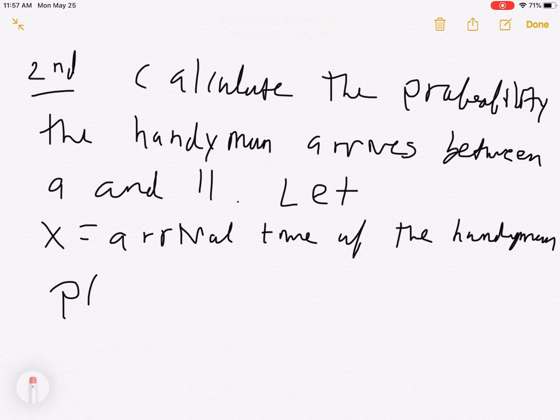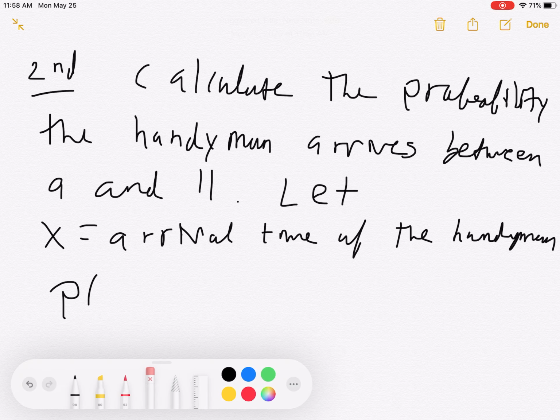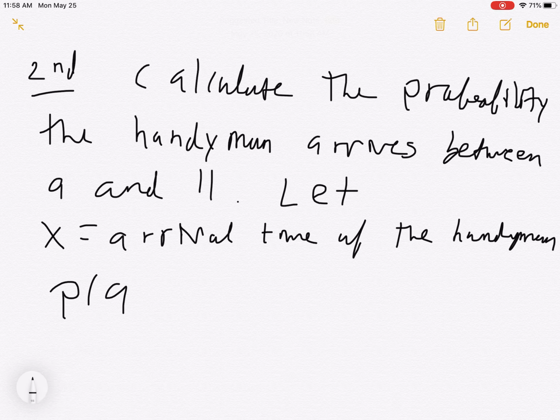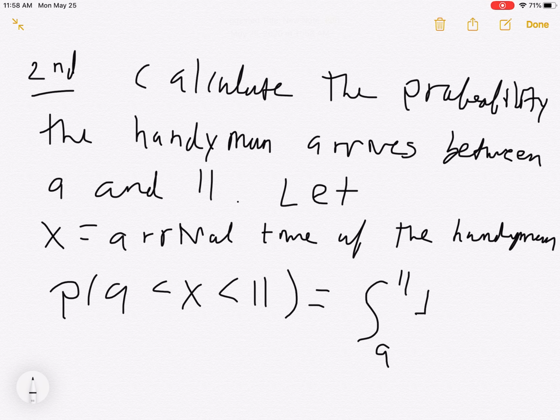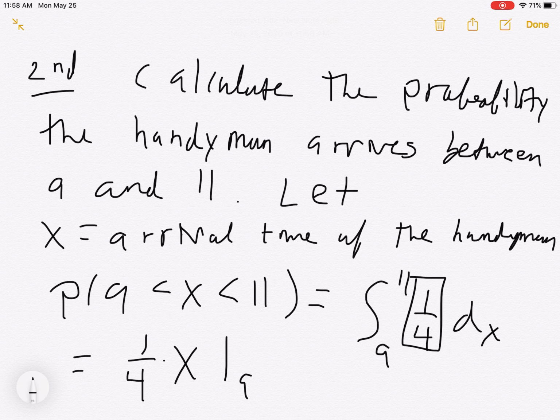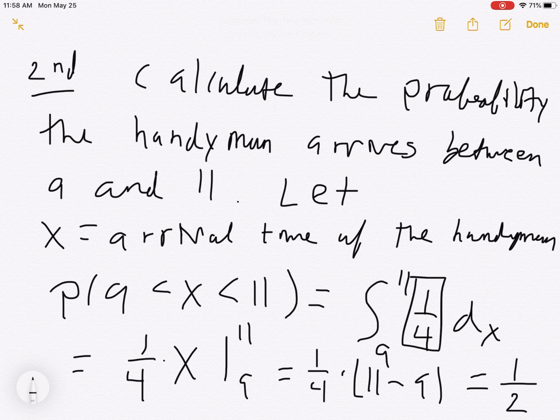P of x, the probability x is between 9 and 11, is equal to this integral from 9 to 11 of 1/4 dx. After all, 1/4 is the value of k, so that is our density function. So this will be 1/4 times x evaluated from 9 to 11, which is going to be 1/4 times 11 minus 9, and that's 1/2. So it's a 50% chance.